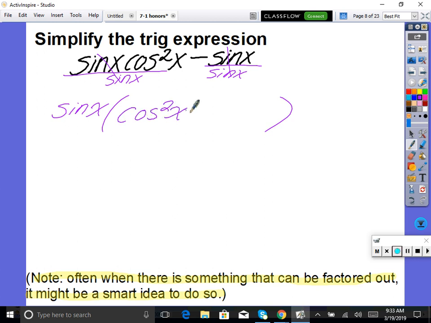Cosine squared of x minus 1. All right, now from here, you would say, I would rather write this with just 1 term, if possible, which is definitely possible, right? So what trig identity are we going to use here?